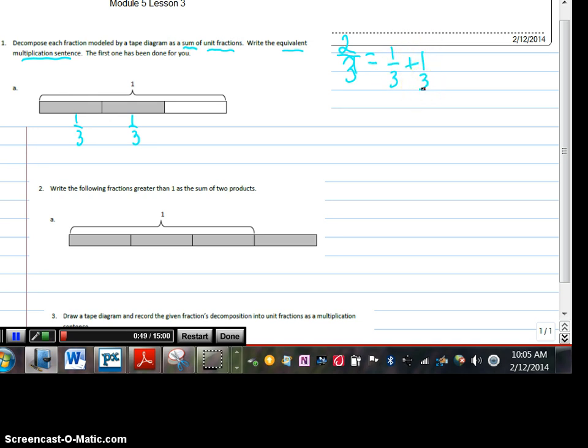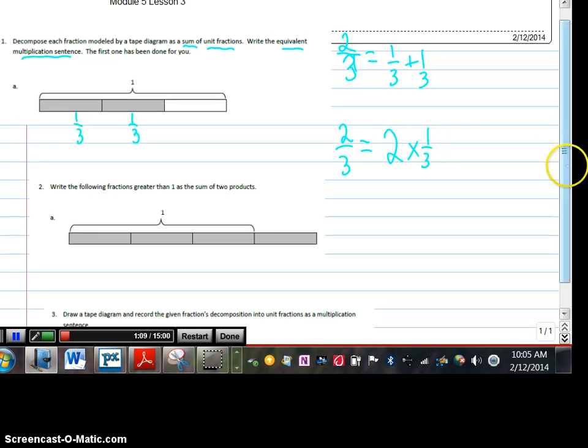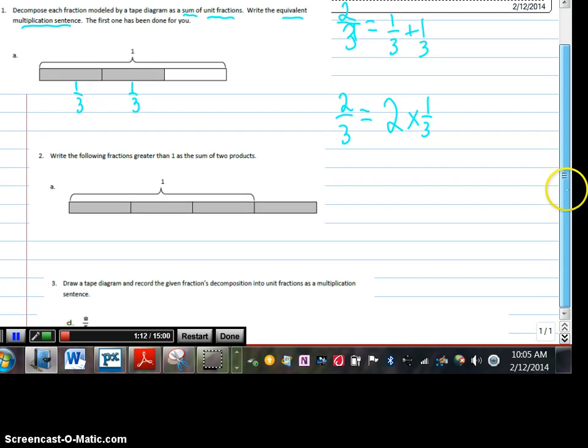Now I need to make a multiplication sentence that will match that addition sentence. So I see 2/3 is equal to, I have 2 1/3, so 2 times the number 1/3. That's all I have to do for those problems.